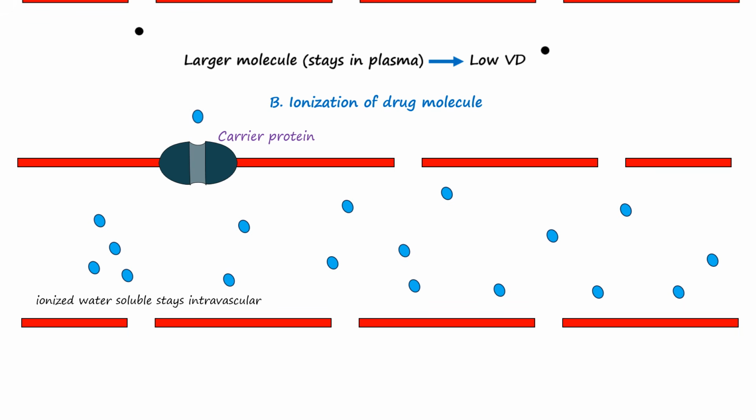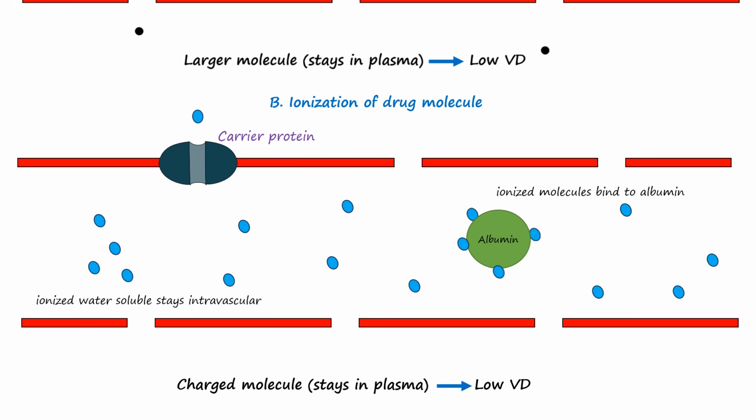Moreover, these charged molecules can be trapped in bloodstream due to the interaction that occur between the charged molecules and proteins in the blood that have opposite charges. This binding limits the ability of the drug to passively diffuse out of the bloodstream and into the peripheral tissues. Also remember that only free drug crosses the membrane.